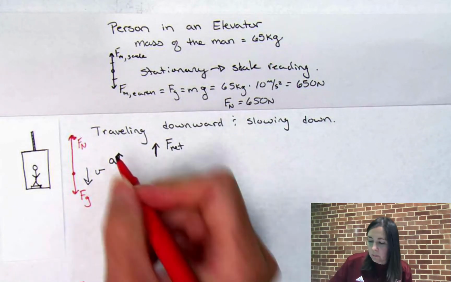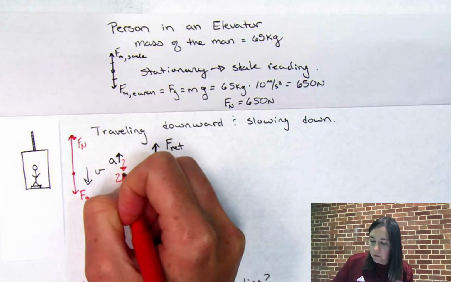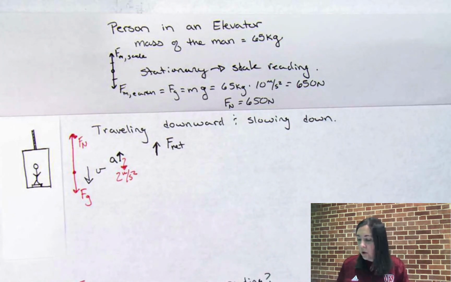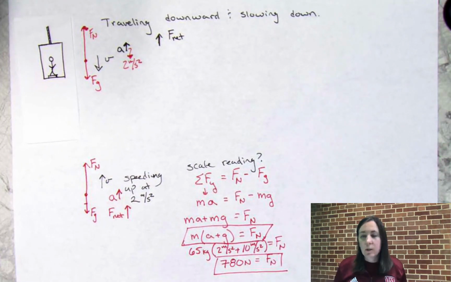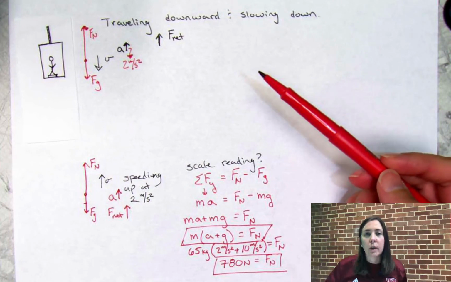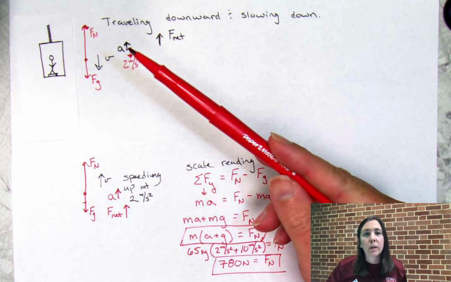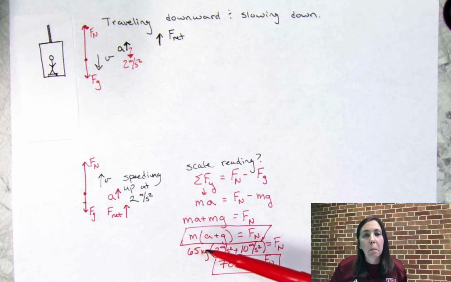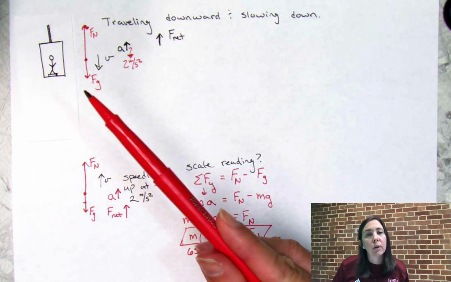If this acceleration is, again, 2 meters per second squared, then the math looks no different than it did earlier. So this situation is going to look no different than the situation where I am traveling downwards and slowing down. If the acceleration is upward, the net force is upward. We get the same math for this situation because the free body diagrams look the same.